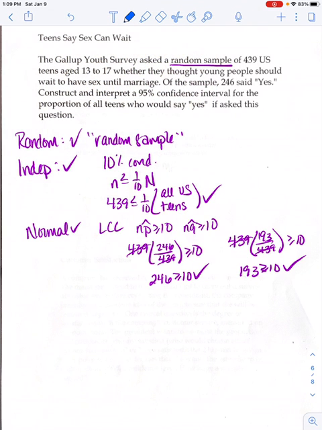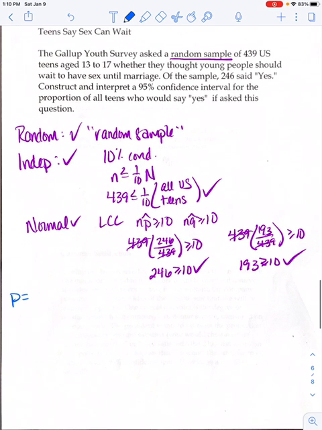I want you to state your parameter. And the parameter here is P. So P is going to be the true proportion of all U.S. teens aged 13 to 17 that said, yes, they think young people should wait to have sex until marriage. So remember, P is not N. P is not all U.S. teens. P is a proportion. It's the proportion of those teens who said yes to whatever it is we're asking.